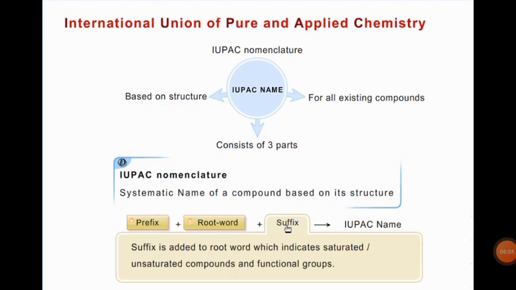And the third part is the suffix. Just like the prefix, the suffix also carries very important information. The suffix is added to the root word, which indicates whether the given compound is saturated or unsaturated, and what the functional group of the organic compound is. So what is the most reactive part of this organic compound? The suffix indicates whether the given compound is saturated or unsaturated, and the functional group present in the organic compound.